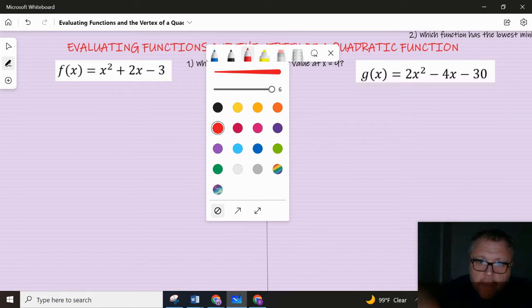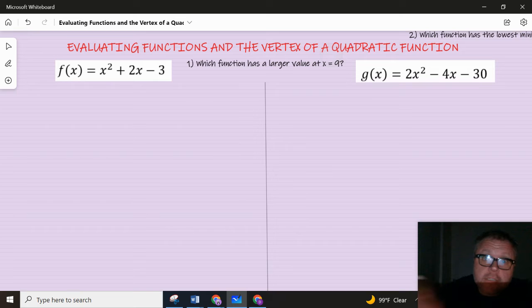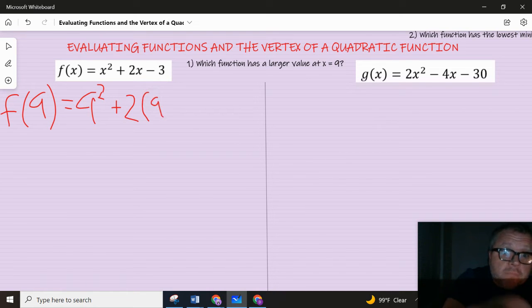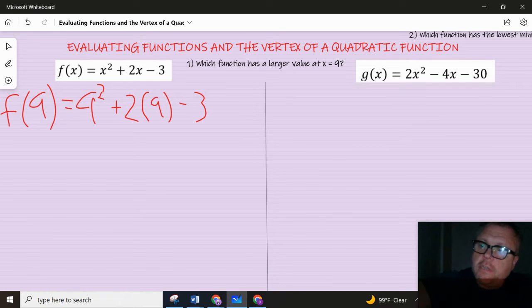So I'm thinking the red. Yes, let's go. So f of x equals x squared plus 2x minus 3. So then f of 9, okay, for every x, I'm going to replace it with the number 9. So instead of x squared, I have 9 squared. Plus 2 times x, instead of x, I have 2 times 9. And then I still have that minus 3 there.